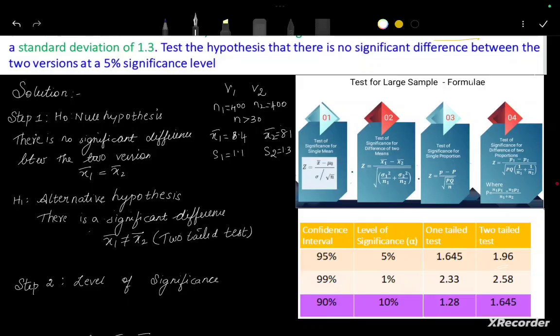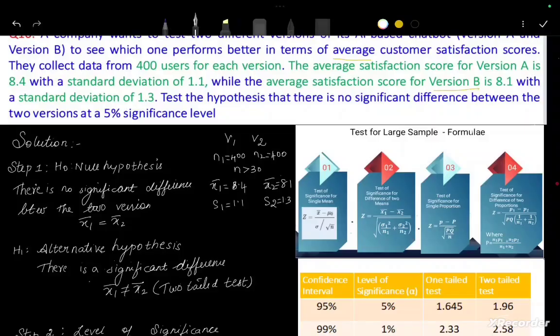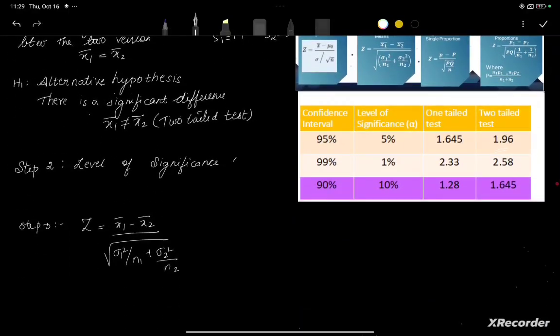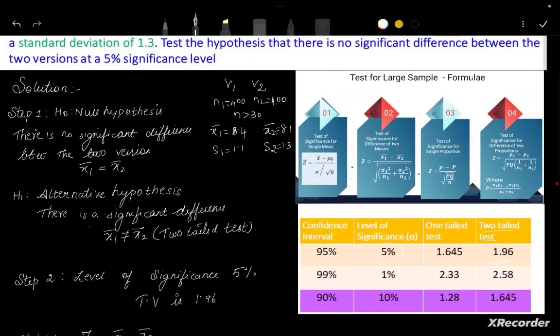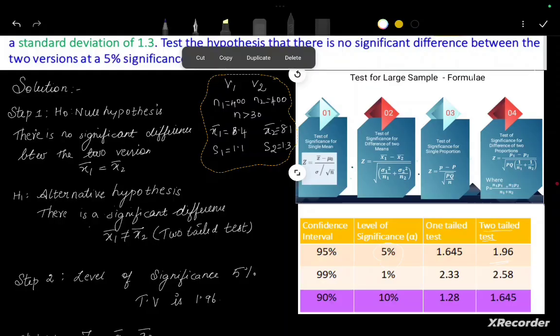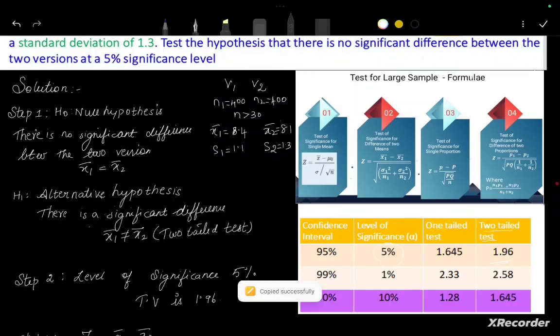Okay, now coming to step 2, it is already told in the question that the level of significance is 5%. So for a two-tailed test, for 5% level of significance, the table value is 1.96. Now coming to our problem, we have already gathered some data from the question. We'll use that to solve the problem.